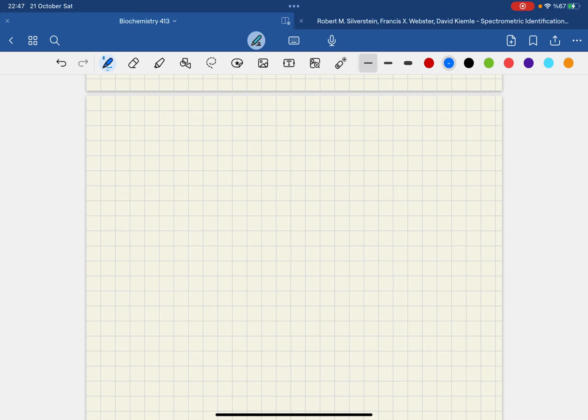And then an important thing over here is that we need to know how to decide the pI of an amino acid. So what is that? So eventually we need to make a small calculation.